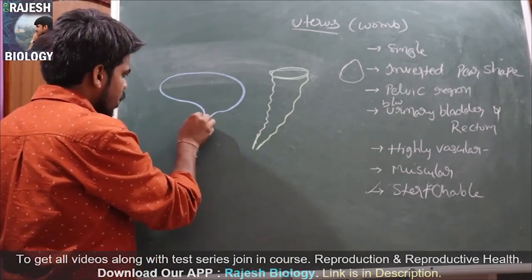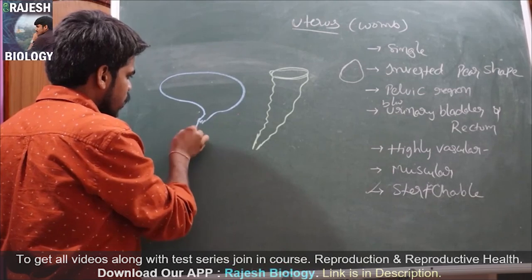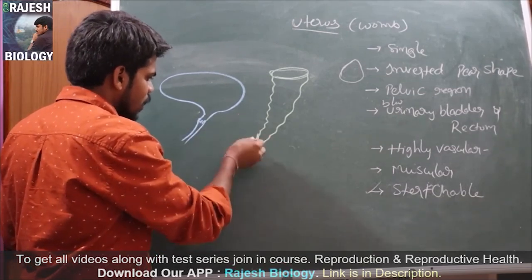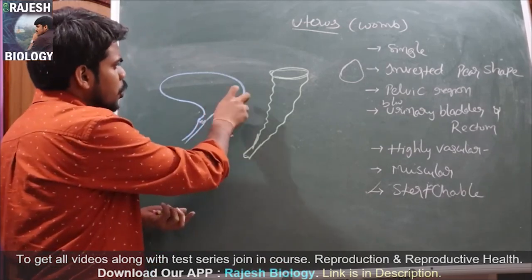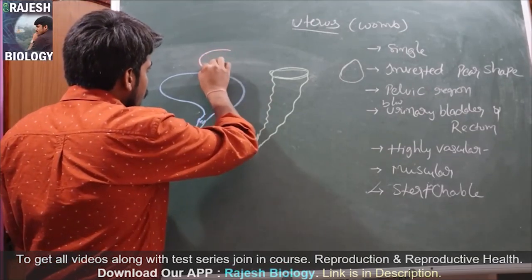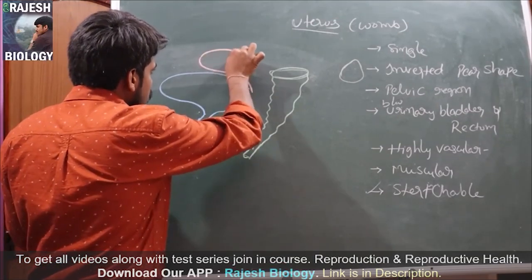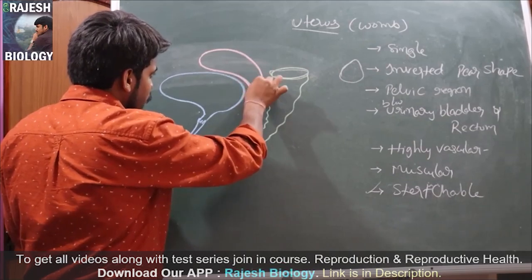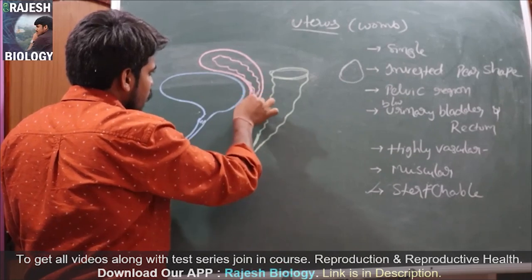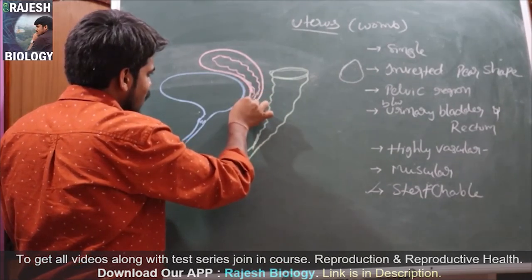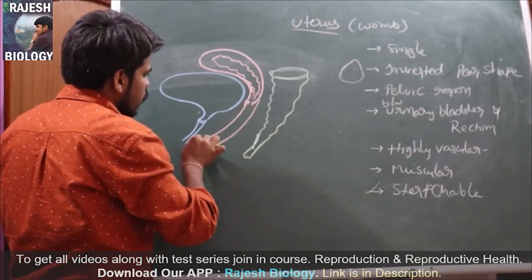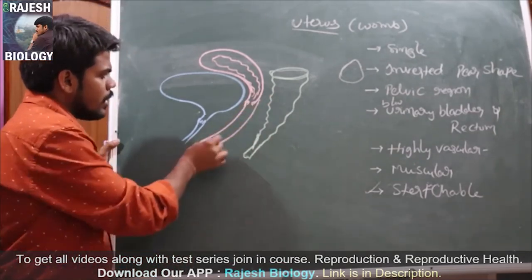It is the urinary bladder, and from here it is what? Urethra. And it is the rectum, and it is anus. In between the urinary bladder and the rectum, there is an inverted pear-shaped, muscular, highly vascular structure, that is uterus. And of course, here it is a narrow cavity, cervix. From there is a long tube, that is vagina.